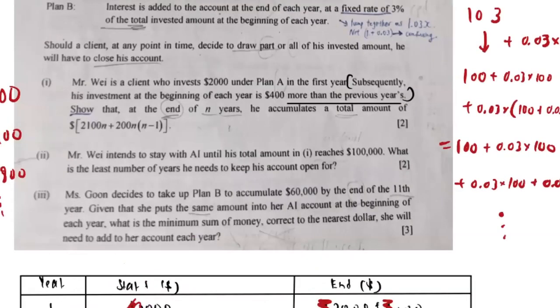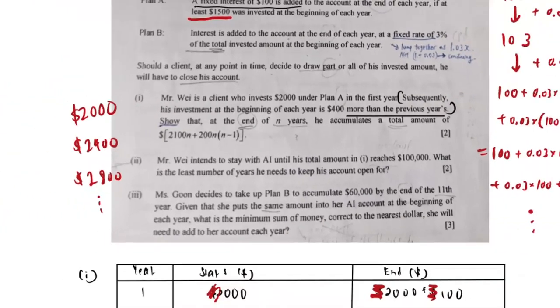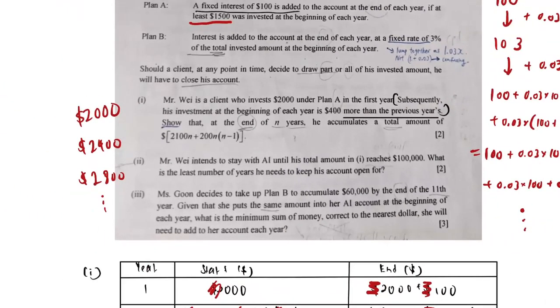So Mr. Wei intends to stay with the bank until his total amount in part one reaches $100,000. So what is the least number of years he needs to keep his account open for? So basically, you can still do part two. This one, it will be very wasted during A levels if you decide to skip the question. Basically, they're hinting to you in part one to just use the answer that was given in part one.